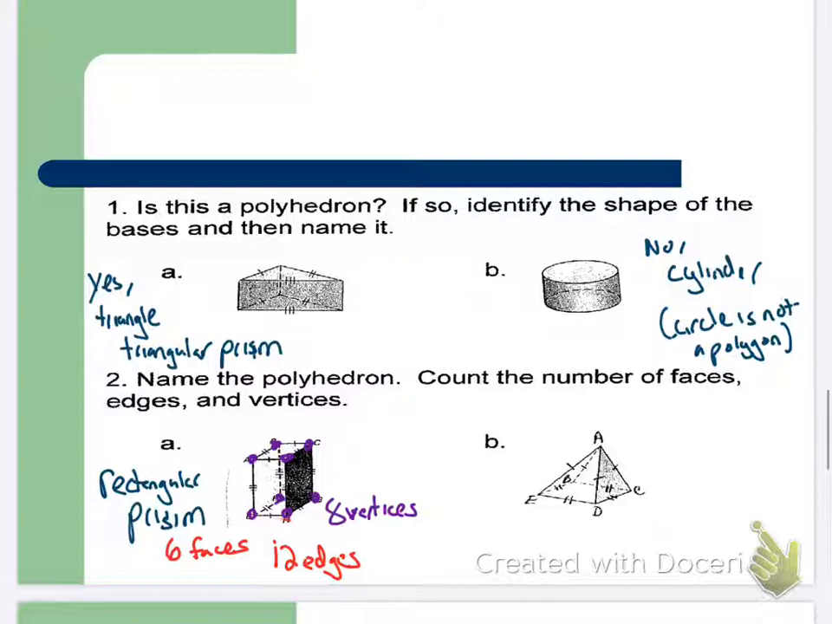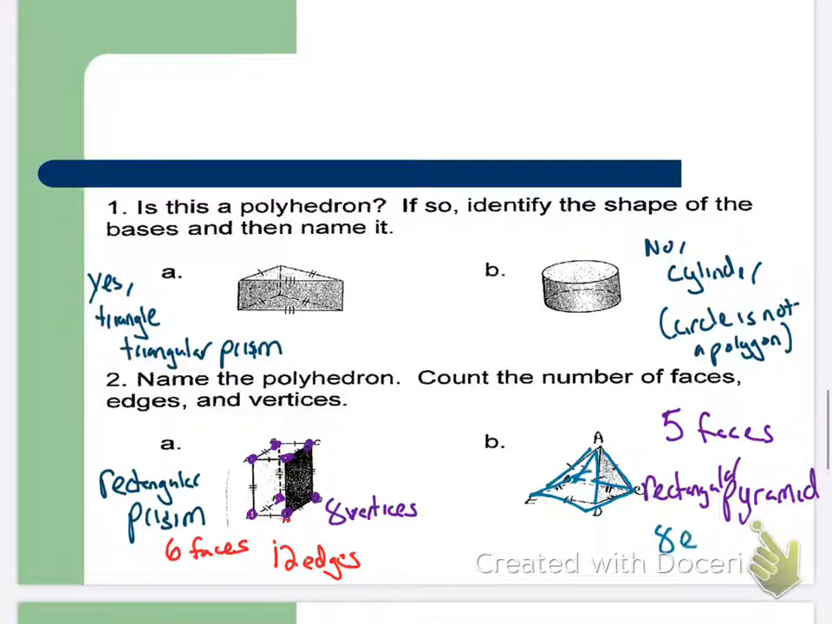Okay, count the number of faces here. So we have 1, 2, 3, 4, 5. So 5 faces. You see that the faces, or the sides, are all triangles, so we know it's going to be a pyramid. We look at the shape of our base. It's a rectangle, so we call it a rectangular pyramid with 5 faces. Let's count our edges. 1, 2, 3, 4, 5, 6, 7, 8. 8 edges. And let's count our vertices. 1, 2, 3, 4, 5 vertices.